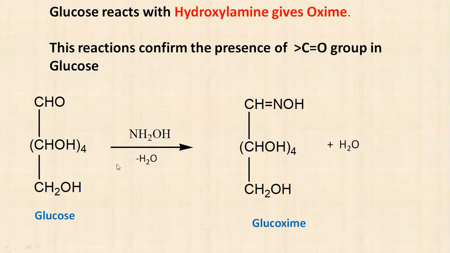Reaction of glucose with hydroxylamine gives an oxime. The aldehyde group reacts with NH2OH, and by the removal of H2O, H2 from NH2 and O from OH, the double bond is between the carbon and nitrogen, so it forms the C=NOH structure. See here, this is the formation of glucoxime, and this reaction confirms the presence of a carbonyl group in glucose.